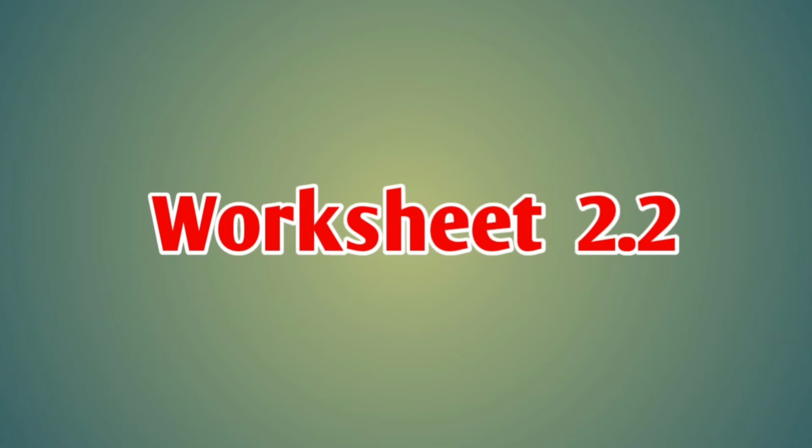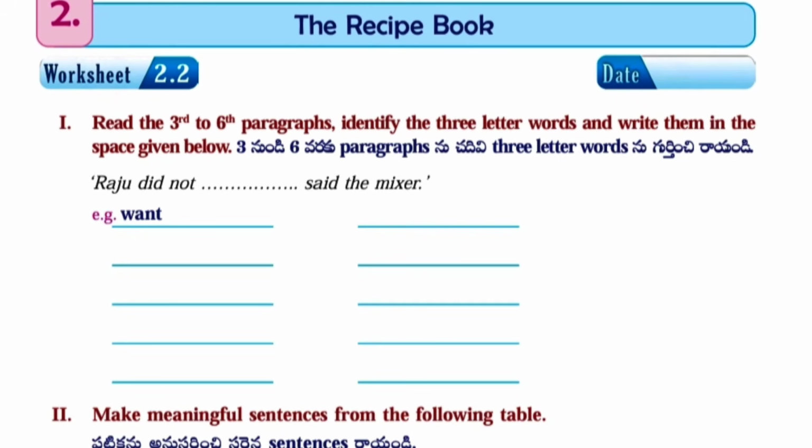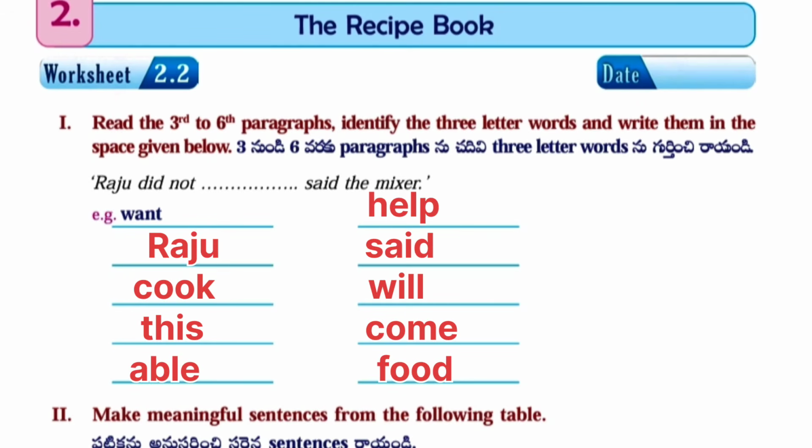Next, worksheet number 2.2. Read the 3rd to 6th paragraphs. Identify the 4-letter words and write them in the space given. Want, Raju. Here we have to write 4-letter words because he gave want, that is a 4-letter word. Raju, cook, this, able, help, said, will, come, food.